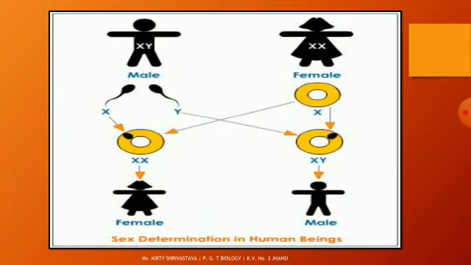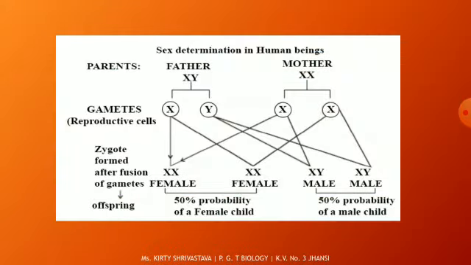At fertilization, if the sperms carrying X chromosomes fuse with the ovum, a female offspring is formed with a genotype XX. Whereas if the sperms carrying Y chromosomes fuse with the ovum, a male offspring is formed with a genotype XY. The mechanism of sex determination in humans can be depicted by drawing the following cross, which clearly indicates that there is 50% probability of an offspring being a male and 50% probability of an offspring being a female.